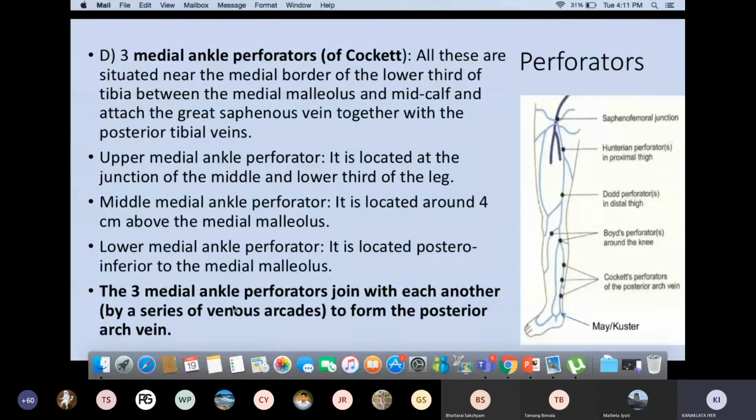All these three medial perforators join each other to form what is called the posterior arch vein, which joins the great saphenous vein I have shown you earlier, and it is also called the vein of Leonardo da Vinci.